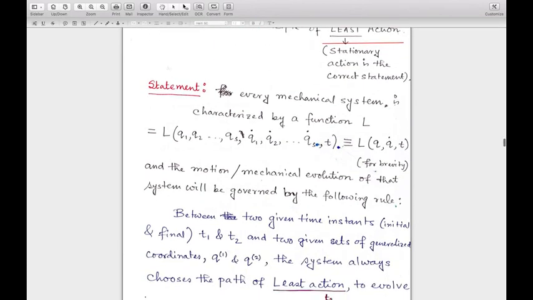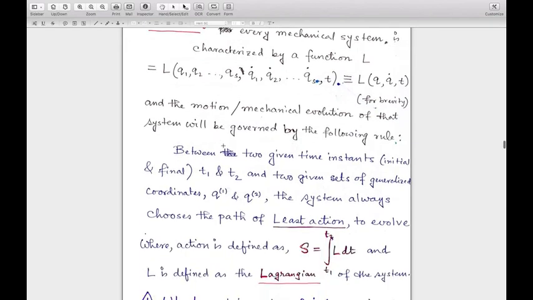Now the statement is that every mechanical system is characterized by a function L of the generalized coordinates q1, q2 up to qs. So you can easily understand that s is the number of degrees of freedom of the system, and the generalized velocities q1 dot, q2 dot up to qs dot, and t. In a schematic way, we are just writing for brevity L as a function of q, q dot, t, without writing every single index.